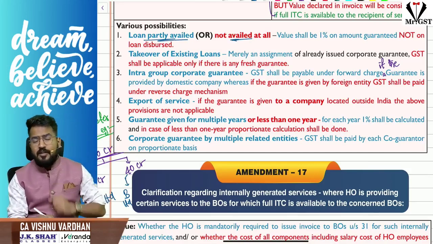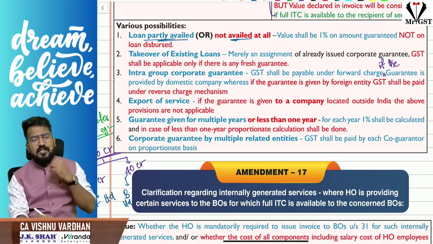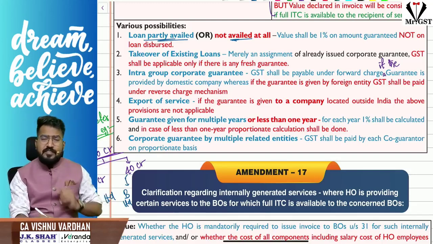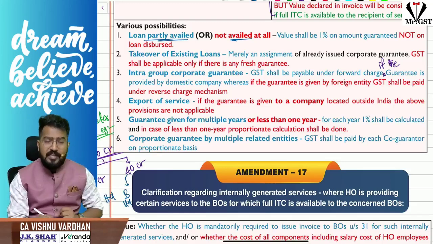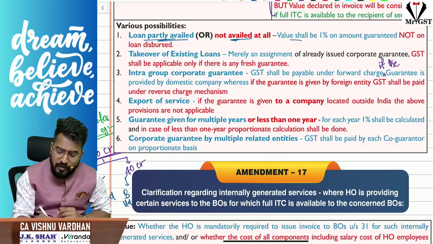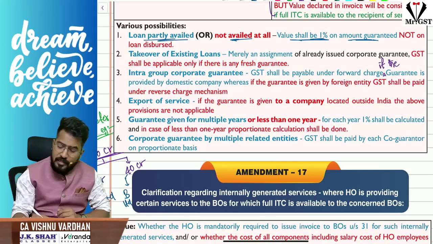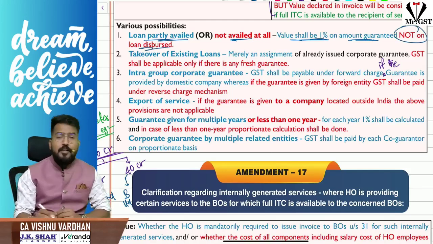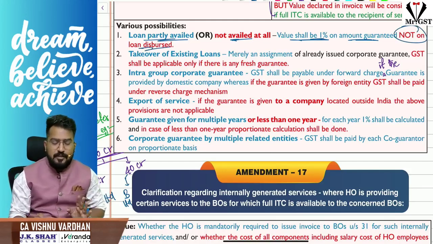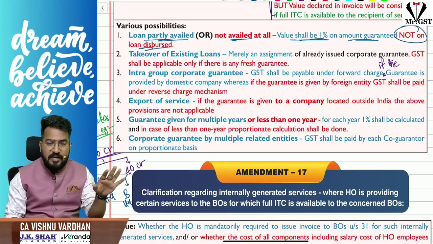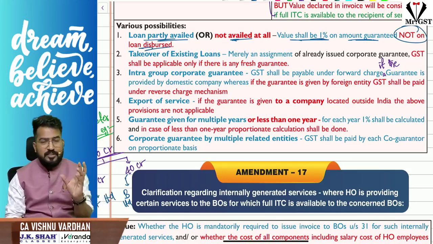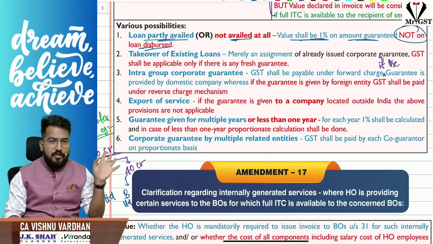Imagine it is a bank overdraft or whatever it is, sir, they have not yet availed it fully. Whether the GST will be charged on only the loan amount availed, etc. Here, please understand, the value shall be 1% on the amount guaranteed, but not on the loan disbursed. So how much loan disbursement happened doesn't matter. Here you have given a guarantee for how much amount, on that 1% we will take as the value of supply, right?